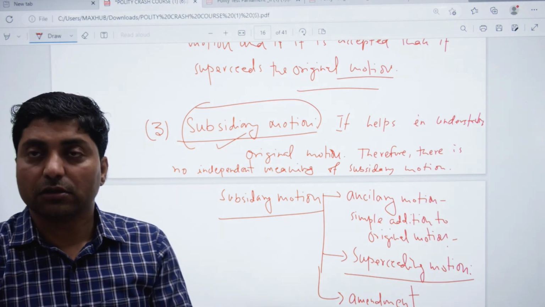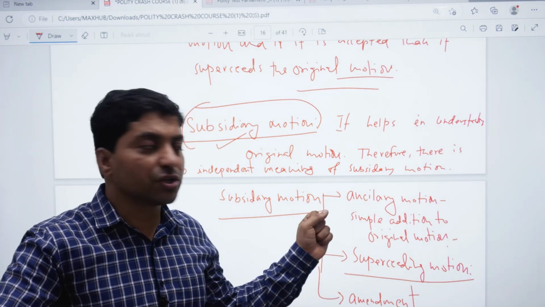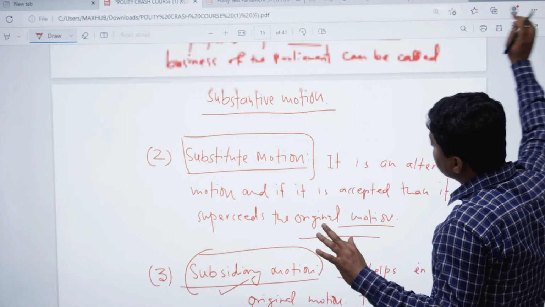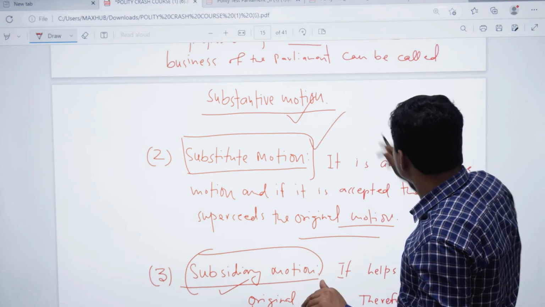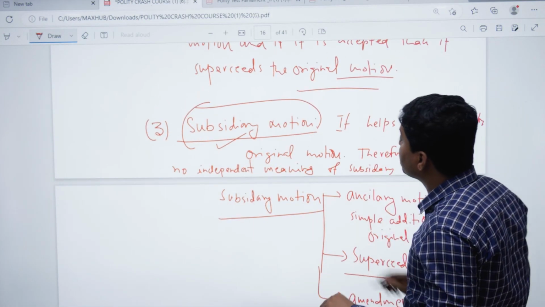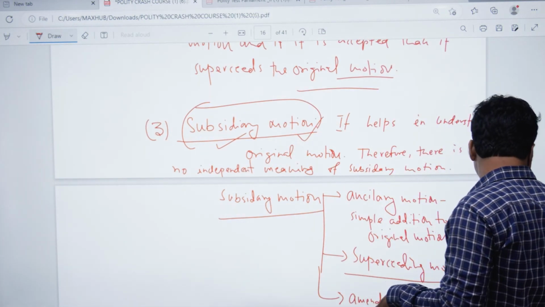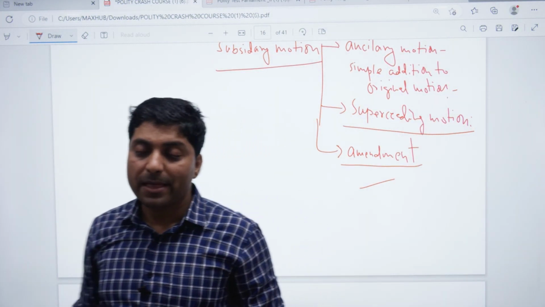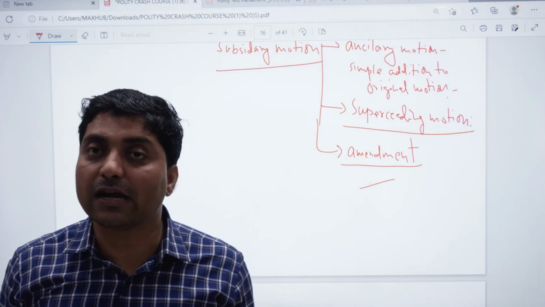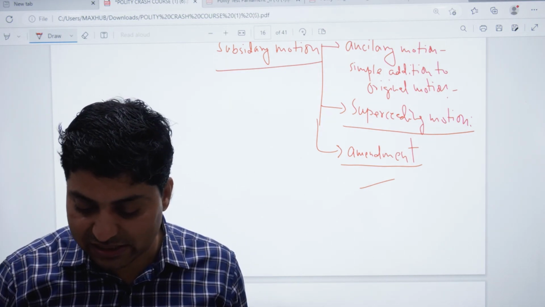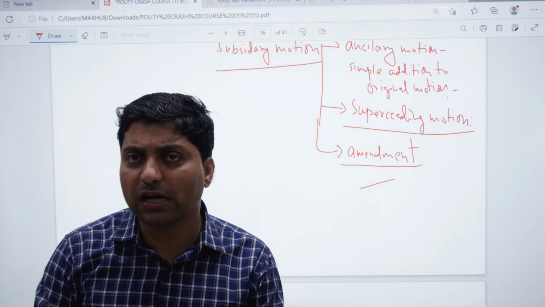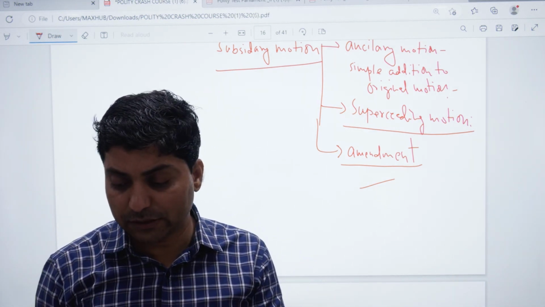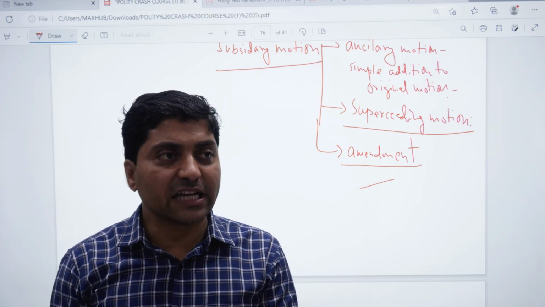Right? So this is called a different motion. There are 3 types of motion: the substantive motion, substitutive motion, subsidiary motion. Subsidiary motion has been divided into 3 types. That motion we talked about. Rest the motion, we will talk about in the next class. I'll take 2 more classes on parliament. Right? And then I will finish.